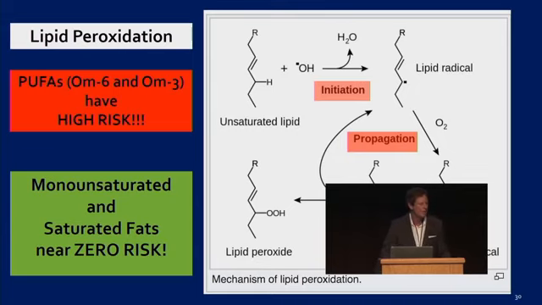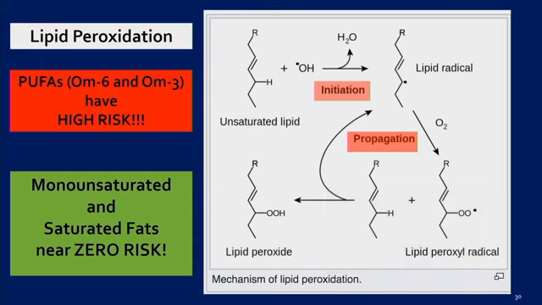Now the PUFAs, the omega-6 and omega-3, they're very high risk to oxidize. Why? Because of the double bonds. Monounsaturated and saturated fats have almost zero risk to oxidize, to undergo peroxidation. So as one lipid researcher put it, he said, you want to oxidize monounsaturated and saturated fats, throw them in a can of gasoline and light it on fire, because that's what it takes, right?